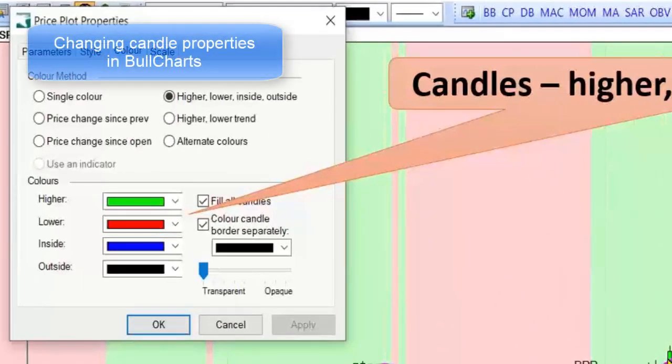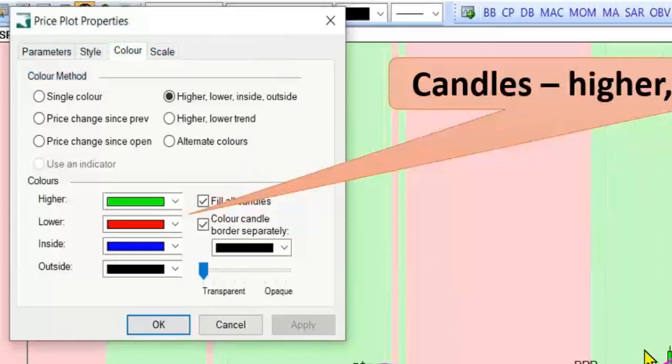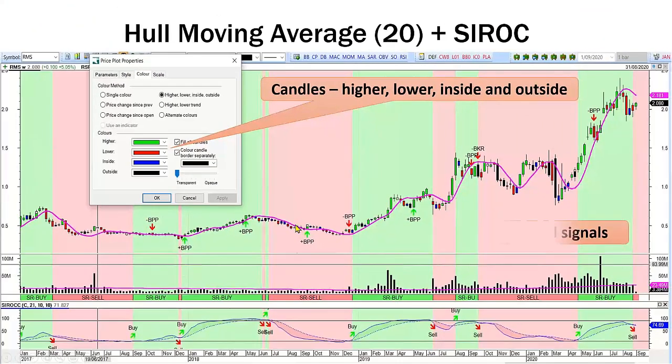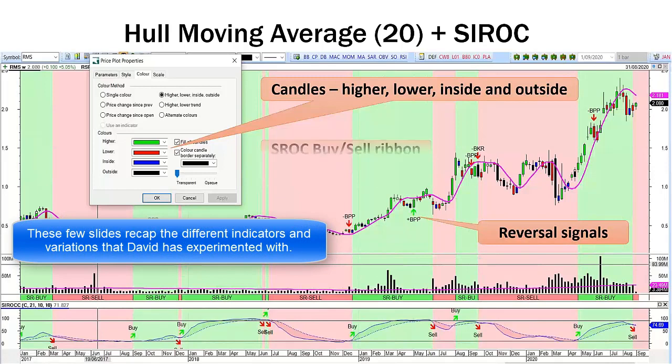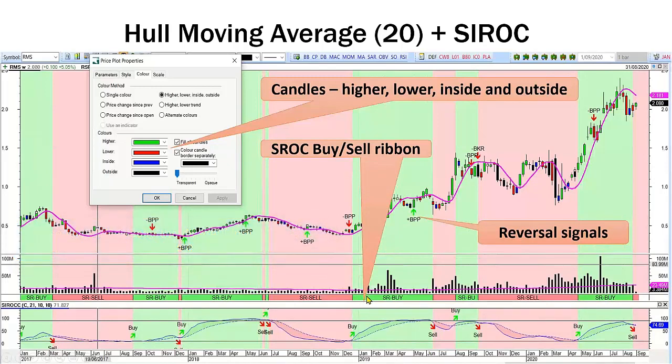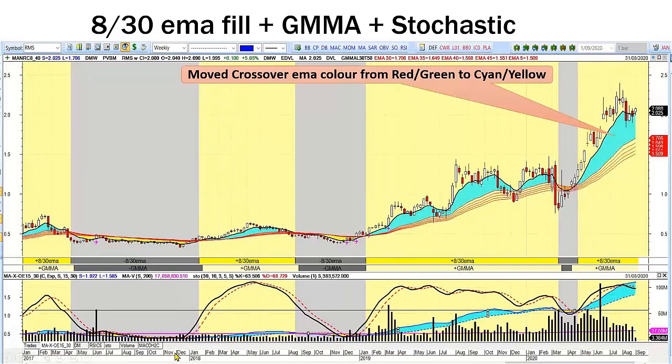It's fairly complicated. Once again, you can go into Bull Charts and find it. It didn't appeal to me. Down the bottom here, these are all reversal signals. Once again, too much overlap. And down the bottom here, I've got a Ciroc buy and sell ribbon.